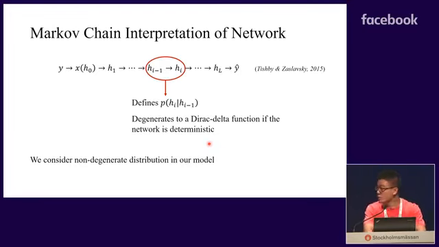To begin, we first interpret a feedforward network as a Markov chain, like this. Here Y is the target output, and X is the input. H1 to HL are the hidden layers. Sometimes we also denote X as H0, meaning the input layer. The ith layer gives the probability distribution of Hi given its previous node Hi minus 1. If this probability distribution degenerates to a direct delta function, then this network becomes deterministic. In our work, we consider non-degenerate distributions.